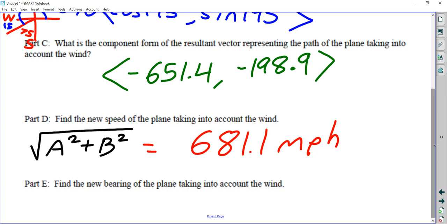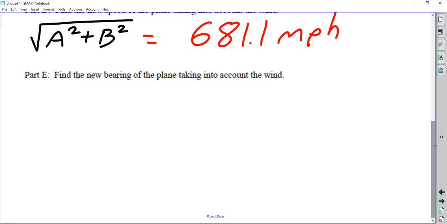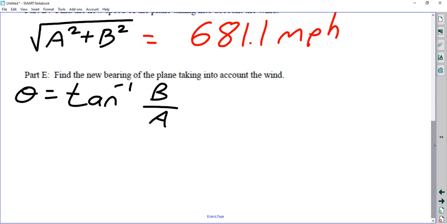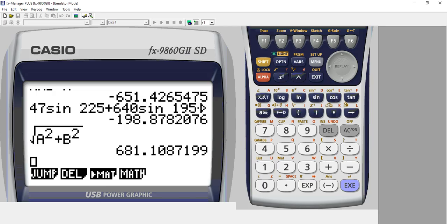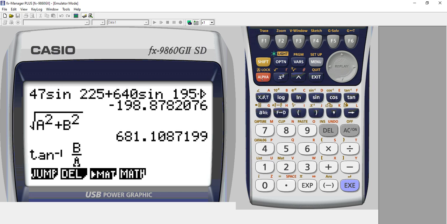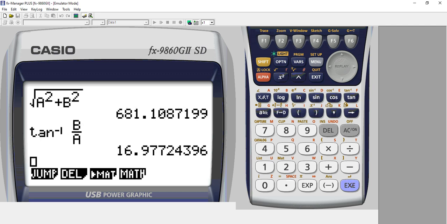All right, to find the bearing, we're going to start with the angle. The angle is arctan B over A. Again, that's why we have these things stored, so we don't need to keep typing them. In the calculator, arctan B over A. If your calculator does not make fractions look like fractions, you need parentheses around your fraction. 16.977, let's just say 17 degrees.